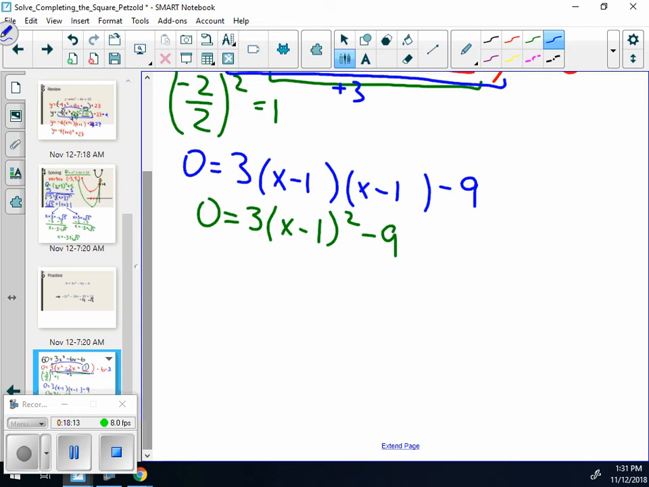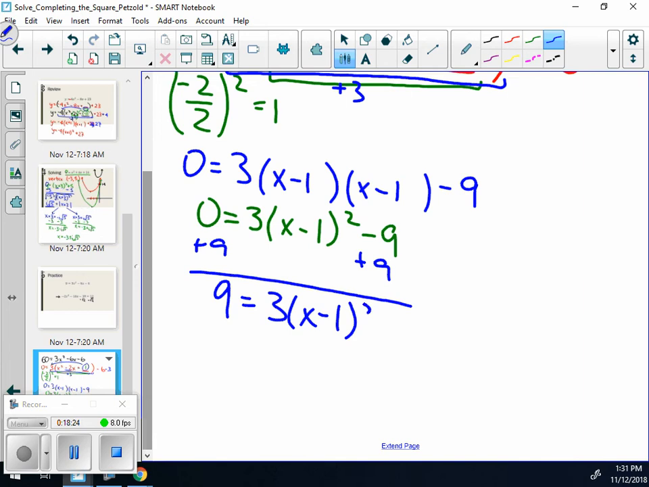We want to solve for x. What should we put on the other side first? Add 9 to both sides. Can you call on someone for us? Or dice? All right. We're going to divide 3 from both sides. So now we've got 3 is equal to x minus 1 squared.